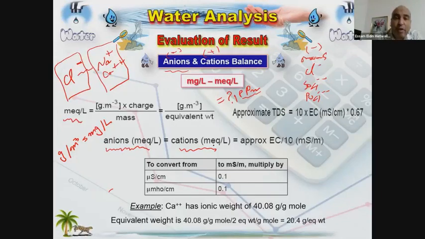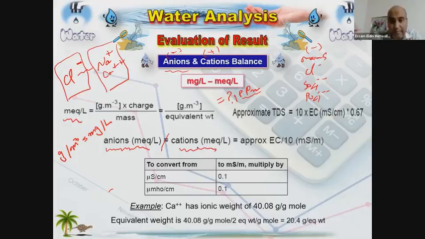But if not equal, it means there is some error. Maybe there are some anions you can't catch, or some cations you can't make analysis for. Okay, if it is not equal, how to calculate it?